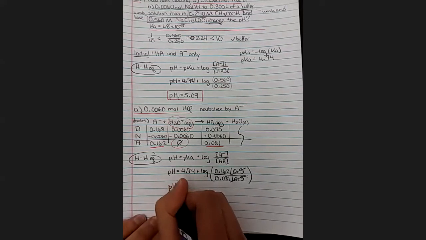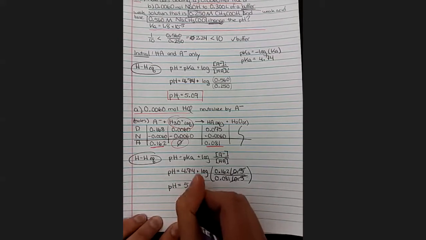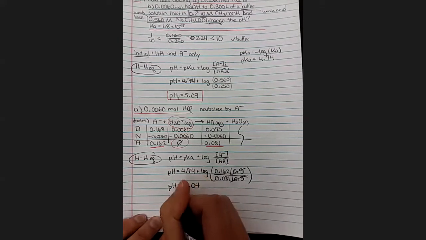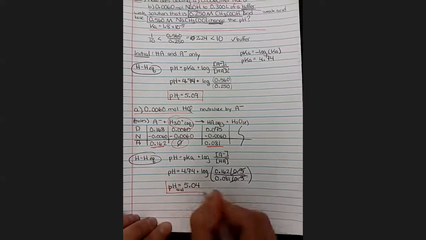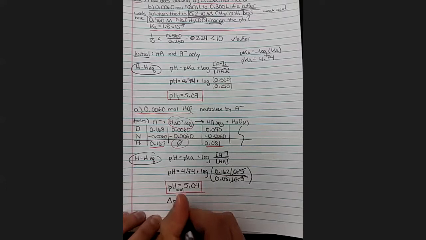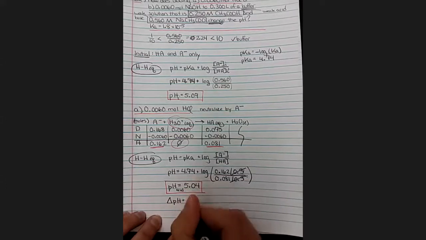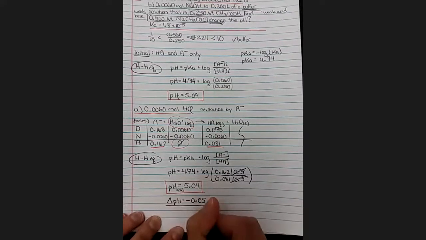Math happens here, and we should end up with the same number as before. 5.04 is the pH for the acid. Our original number was 5.09, so our change in pH equals negative 0.05. Beautiful. That was so much less work.